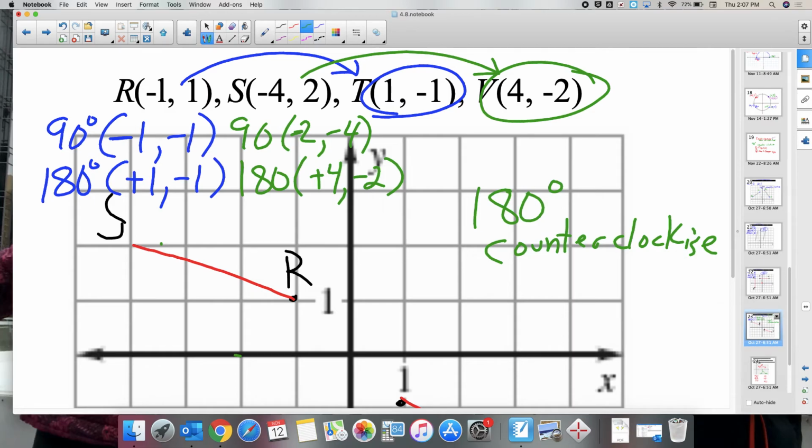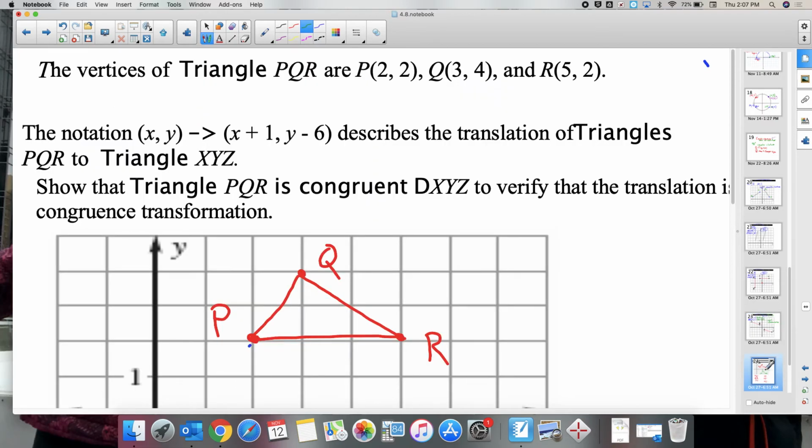It says the notation of x comma y goes to x plus 1, y minus 6, describes your translation of triangles PQR to triangle XYZ. So show that triangle PQR is congruent to triangle XYZ to verify that it is a congruence transformation. So there's my points for triangle PQR. If I am doing x plus 1, I am going to take it right 1. If I am doing y minus 6, I'm going to go down 6 to get triangle XYZ.